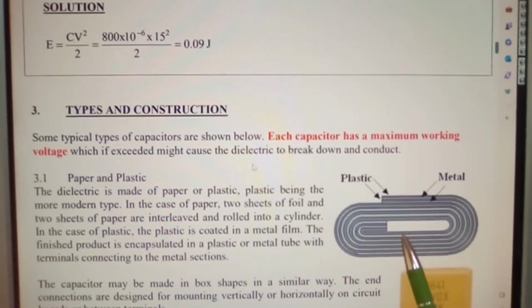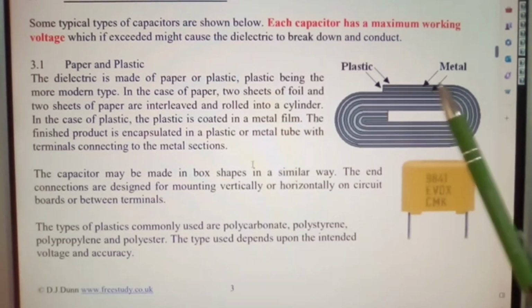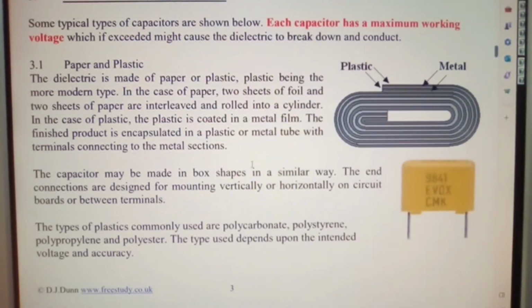This is how a capacitor looks. It's rolled. So this here, paper, plastic, metal, is actually this. So be aware of that.